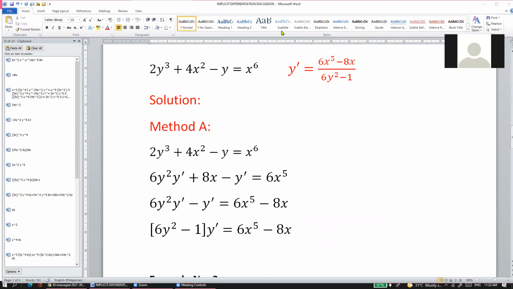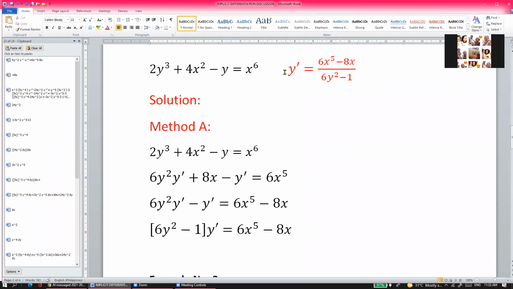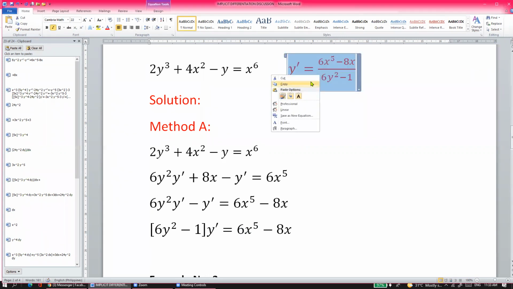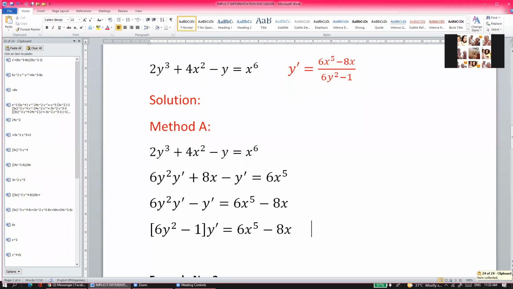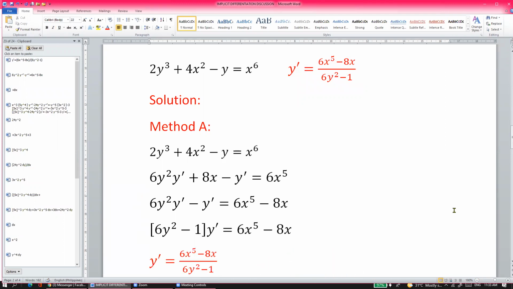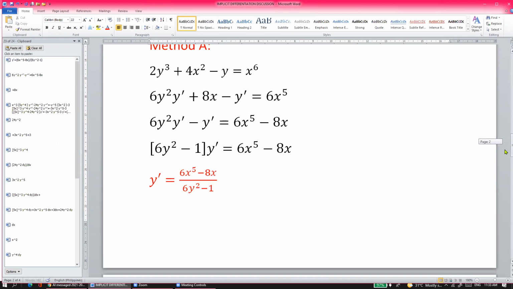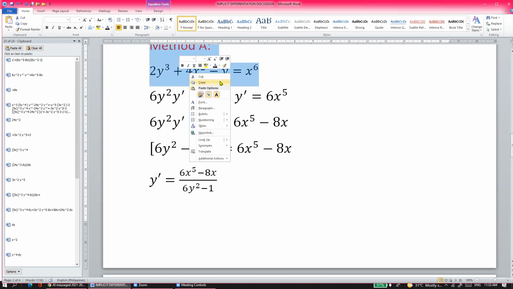Yes po. Okay. Now, until we have this answer, we will divide the entire equation by 6y squared minus 1. So ito yung ating final answer. Yan. And that's it. Kung paano nakuha yung sagot natin na naka-indicate kanina. So this is our method A. Yan yung ating final answer. Now, let us proceed to the method B.